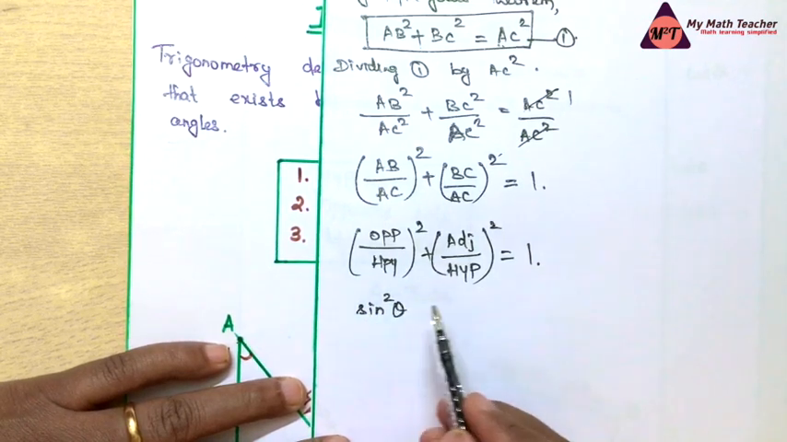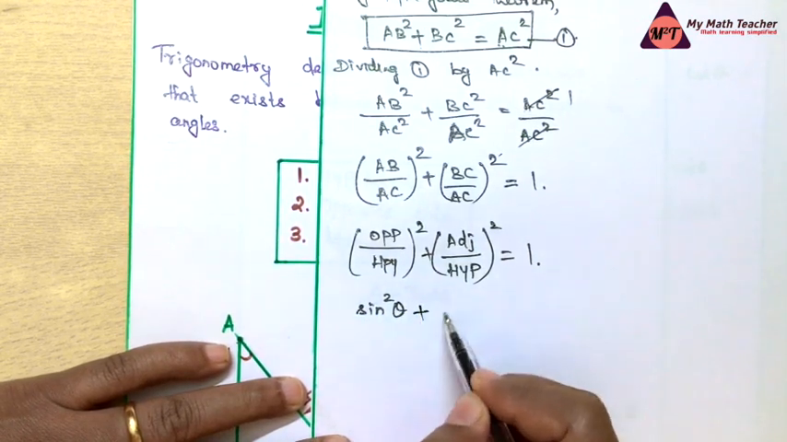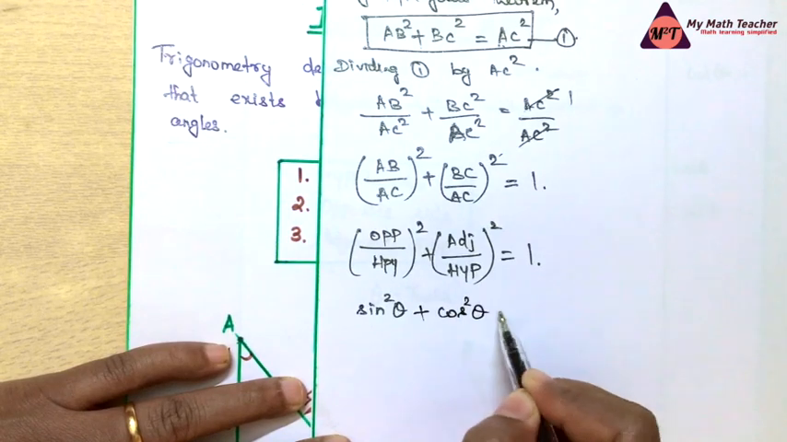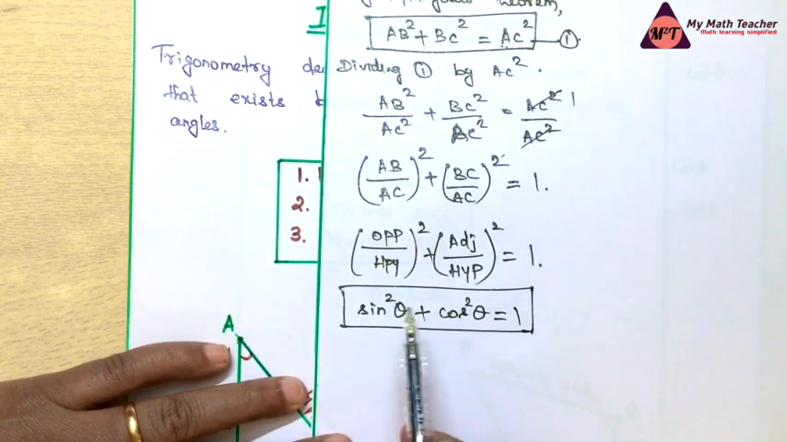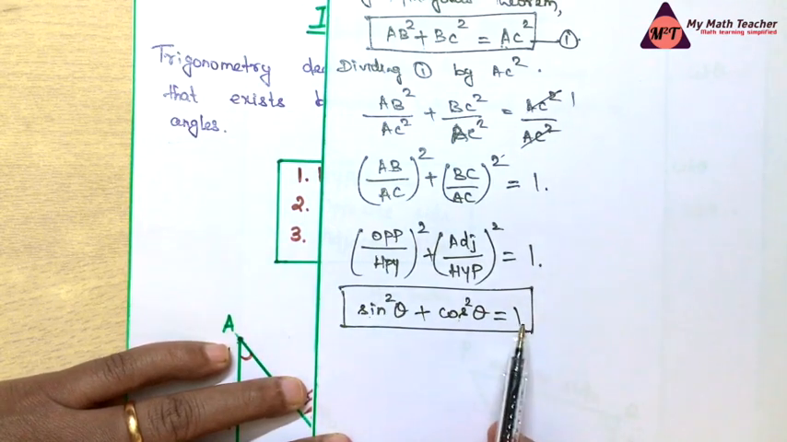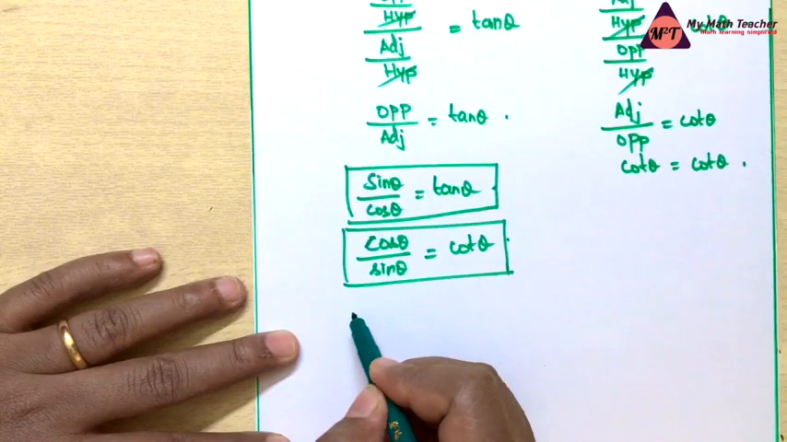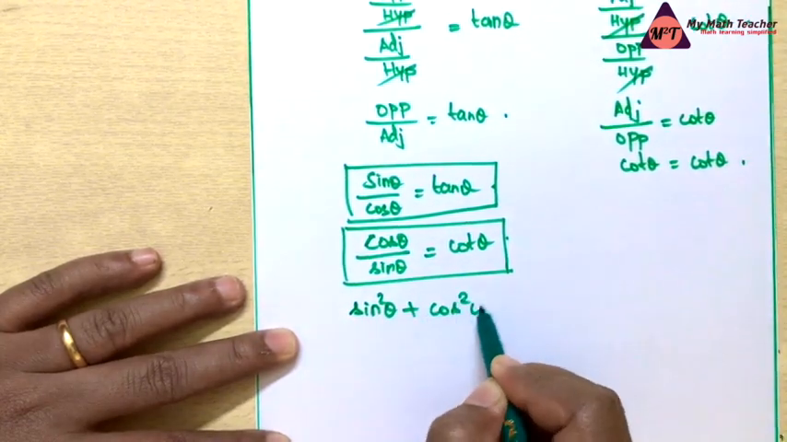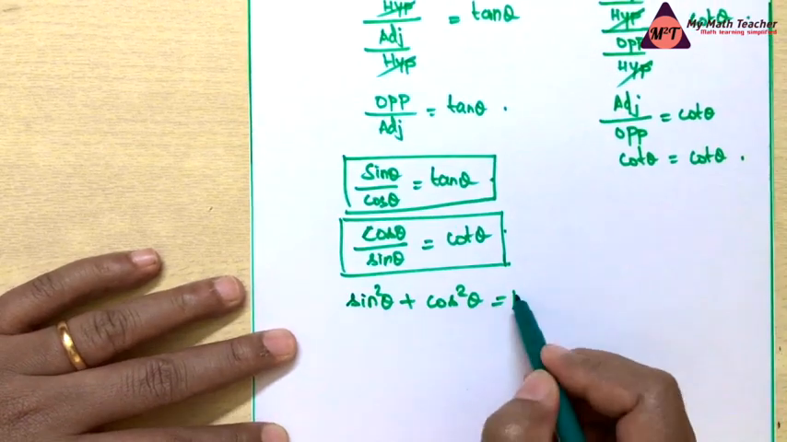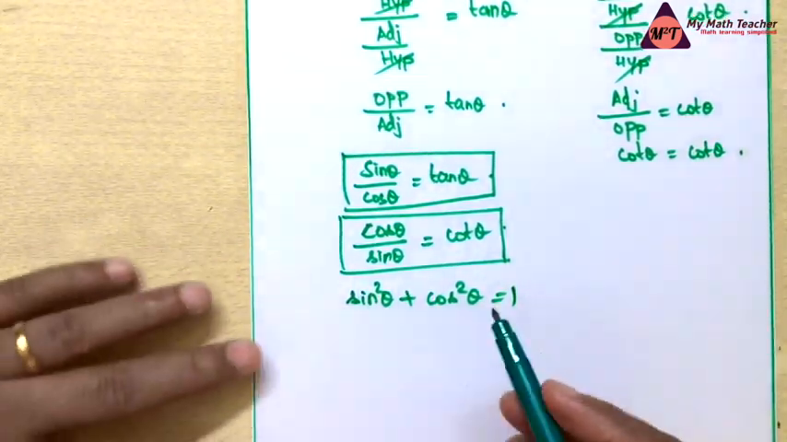That is wrong. Sine square theta plus cos square theta is equal to 1. This is the proof of the first identity. What is the proof? That is, sine square theta plus cos square theta is equal to 1. So with this we can derive the next two identities.